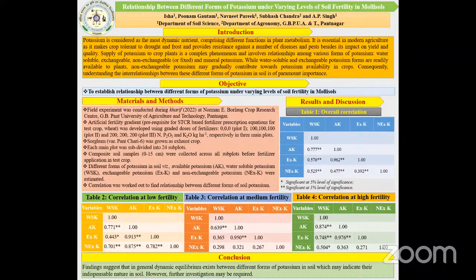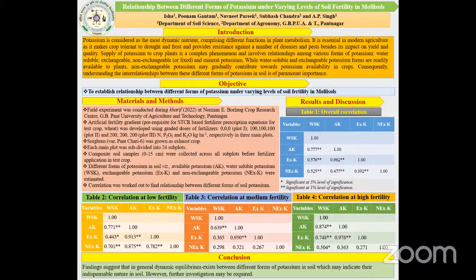There, each plot was further divided into 24 subplots, and this was all done under the plan outlined by AICRP on STCR, that is soil test crop response. So when each plot was divided into 24 plots, we in total had 72 plots. From all these 72 plots, we collected composite soil samples before growing the test crop and the application of fertilizers.